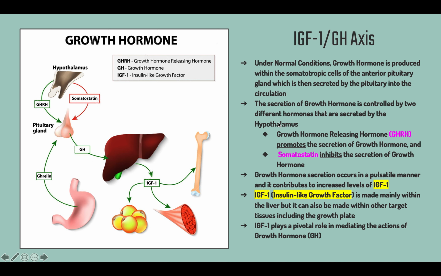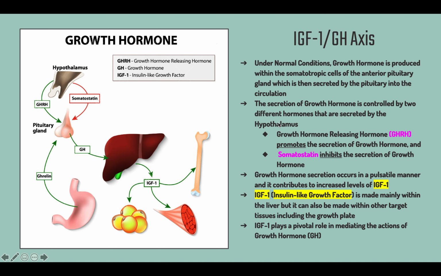So under normal conditions, growth hormone is produced within the somatotropic cells of the anterior pituitary gland, which is then secreted by the pituitary into the circulation. The secretion of growth hormone is controlled by two different hormones that are secreted by the hypothalamus. Growth hormone releasing hormone promotes the secretion of growth hormone, and somatostatin inhibits the secretion of growth hormone.